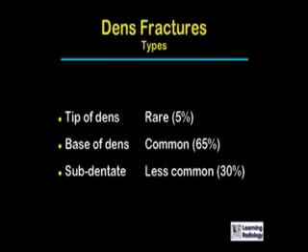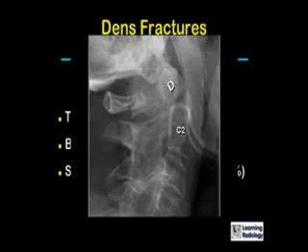There are three major types of Dens fractures. The rarest is the very tip of the Dens. The most common occurs at the base of the Dens, and the next most common is a subdentate fracture.